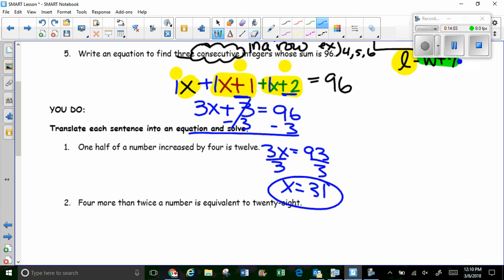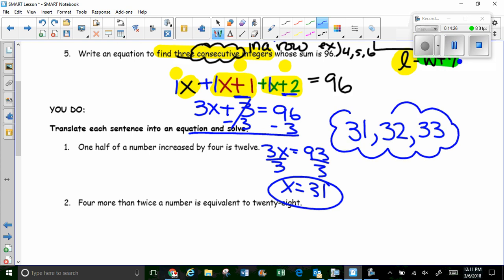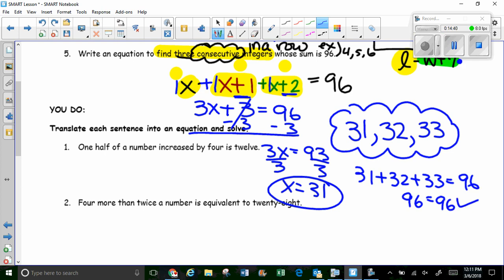So that's our answer, but let's review and make sure that we actually found what they want us to find. It says, find 3 consecutive integers. So what we did is we just found the first one. So if the first one's 31, then what's the next one going to be? Well, we said 1 more than that. So 32, and then the third one would be 33. So those are your 3 consecutive integers. And how could you check? Well, those better add together to give me 96. And they do. You check that in your calculator, you'll get 96 is equal to 96.